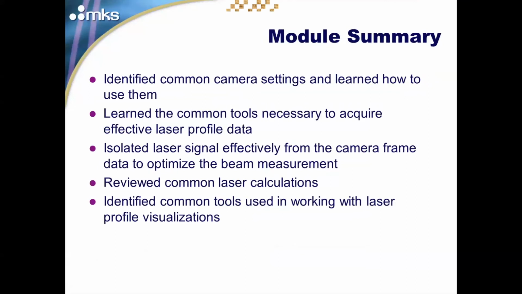So in summary, we've identified the common camera settings. We've learned how to use those. We've learned common tools necessary to acquire laser profile data that's actually effective and gives good measurements. We've learned how to isolate the laser signal from the rest of the data, looked at different laser calculations, and looked at how to use some of the different beam displays to work and view that data in a way that makes sense for humans.